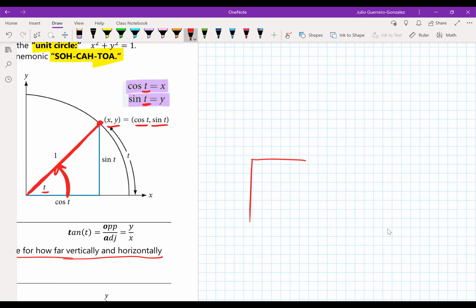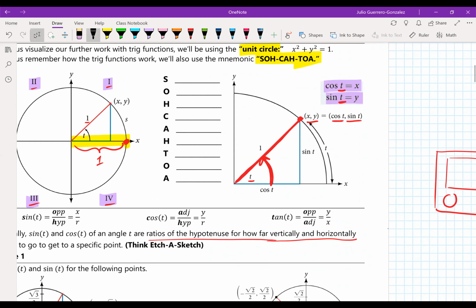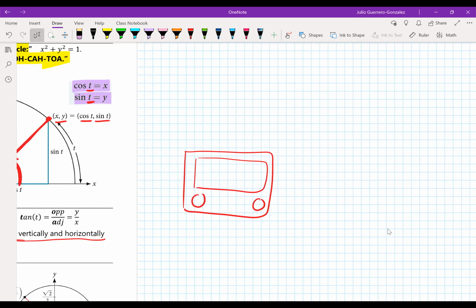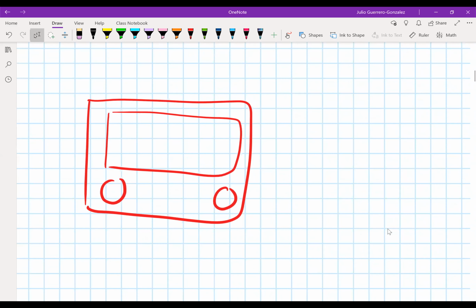So this is the best. I am not kidding. Think Etch-a-Sketch. Hopefully everybody remembers the Etch-a-Sketch. Let me actually bring up the picture of an Etch-a-Sketch, for those of you born past 2000. I mean, back in my day, we had Etch-a-Sketches and they were fun.